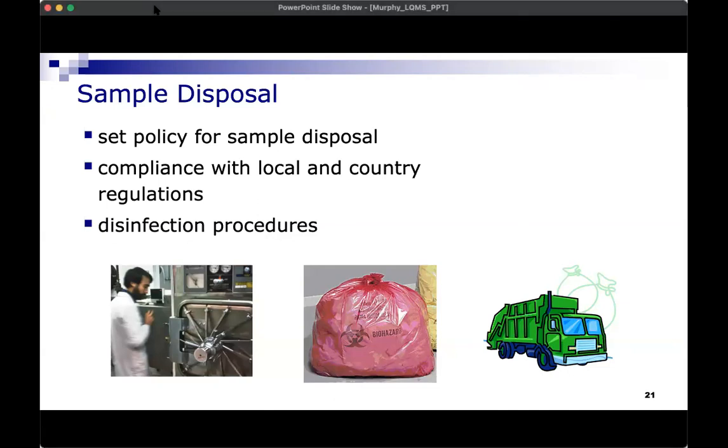So you need to think about once those samples are no longer needed and they're disposed, there's still a process for them to get through before disposal. And you don't want to put anyone else at risk. So the people handling all of the discarded materials, you want to make sure that you're not putting anyone else at risk. So always make sure you follow compliance with local and country regulations to keep everyone as safe as possible.